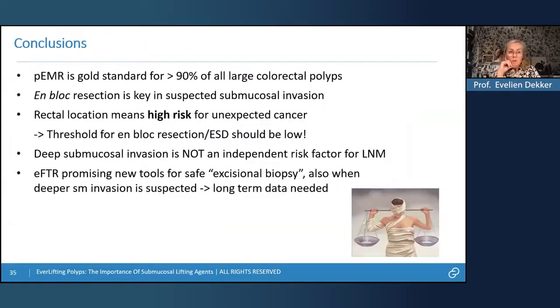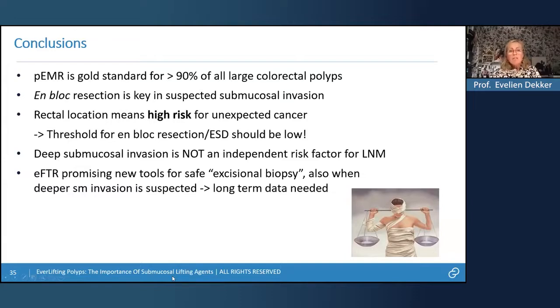So I would like to conclude that piecemeal EMR is the gold standard and is a good technique for almost all large colorectal polyps, probably over 90%, because there's relatively little risk of it being a cancer, and it therefore is an appropriate technique. However, when there's any suspicion of submucosal invasion, en bloc resection is key. And rectal location means that there's a high risk for such an unexpected cancer. So I think the threshold for an en bloc resection, for example ESD or EFTR, should be very low when the lesion is located in the rectum.